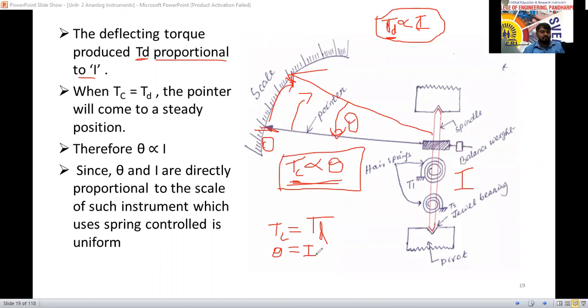Is the sound coming or not? Is it audible or not? Hello.